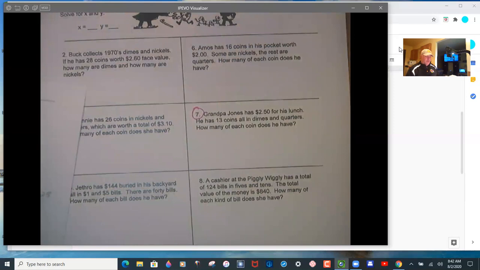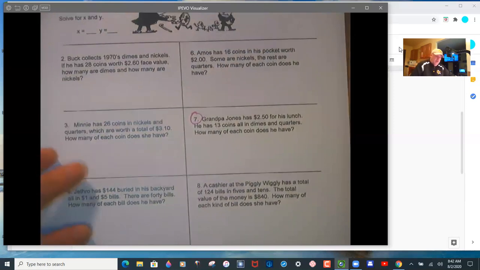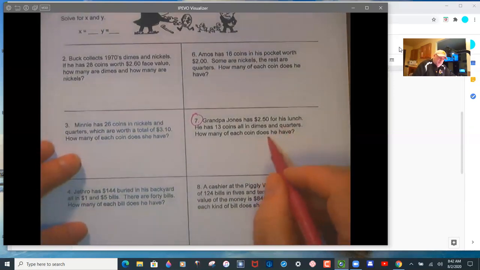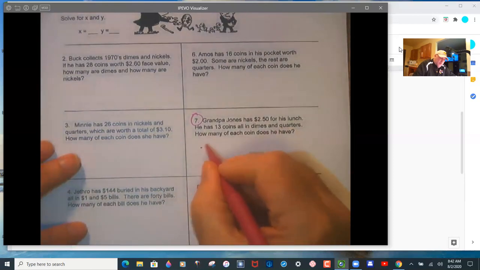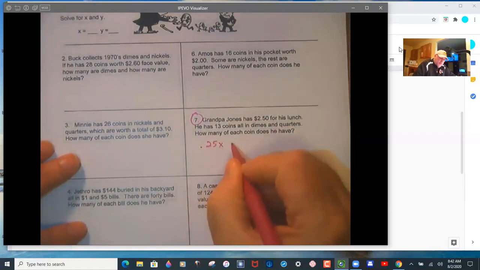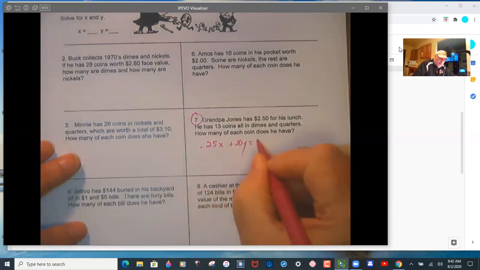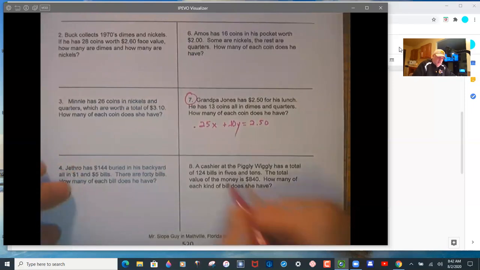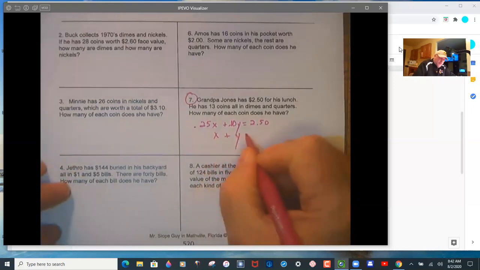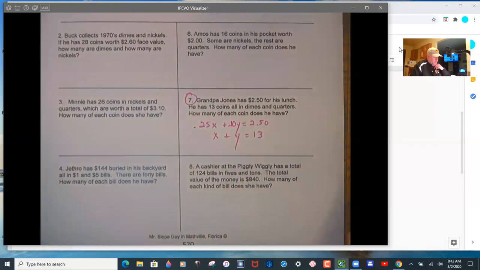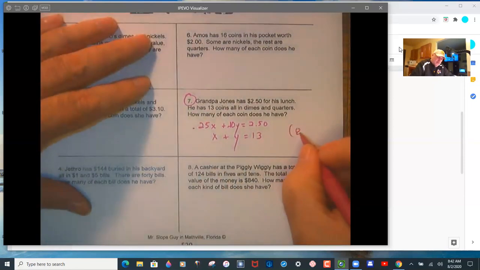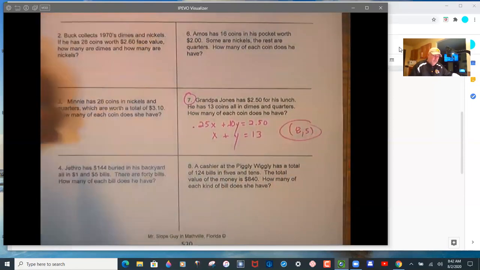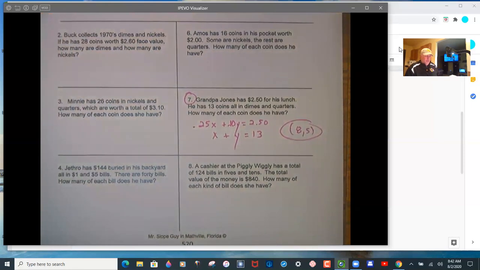Okay, 7, another type 2 with the money. Dimes and quarters, so however you want to figure this out. So you got to have the money line, all the money values together, and then 13 coins in all. So 8 and 5 is the solution. 8 quarters, 5 dimes.